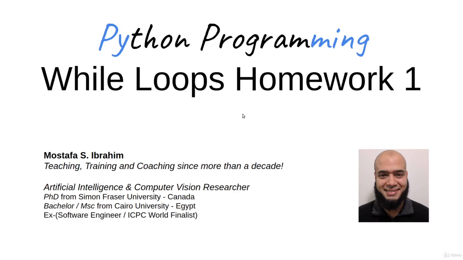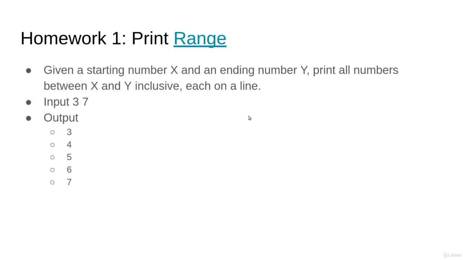Homework number 1. In the first one, it is a trivial program. You will read a starting number x and ending number y, and you will print all the numbers between x and y. Numbers here will be integers. So if the input is 3 to 7, you will print 3, 4, 5, 6, 7.